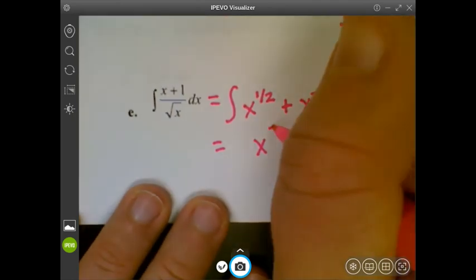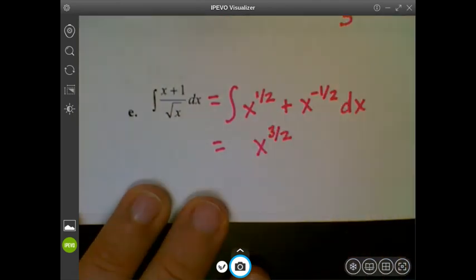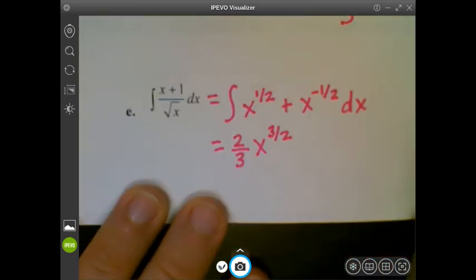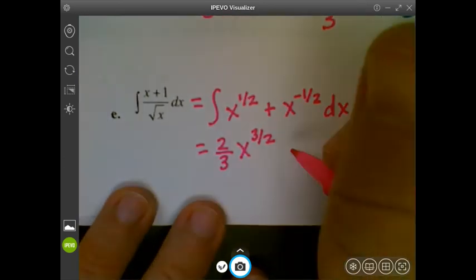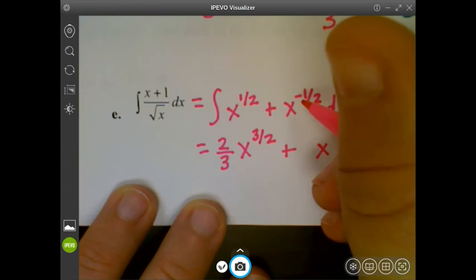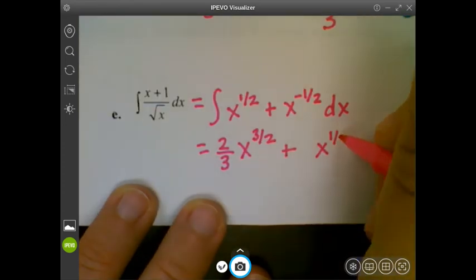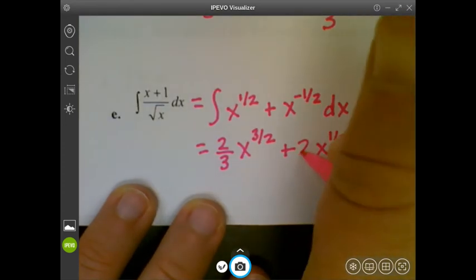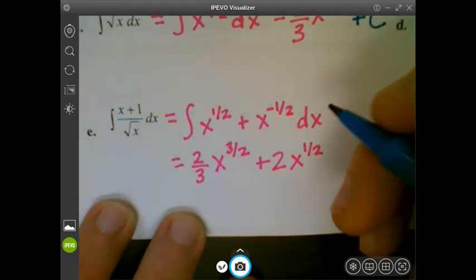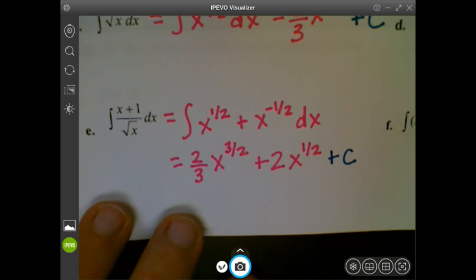All right, so add to the power. If we're adding 1, we would add 2 over 2, which is 3 halves, and divide by that power, so flip it over, 2/3. And then for this one, add to the power. So negative 1/2 plus 1 is a positive 1/2. And then divide by that power, so that would be 2 over 1, so just 2. And last but not least, there is a plus C.